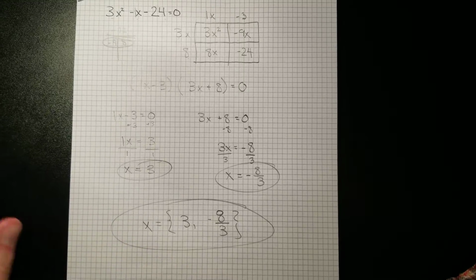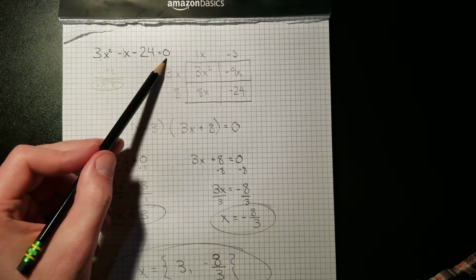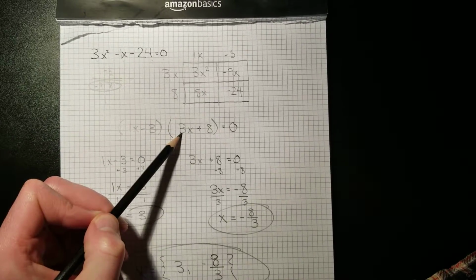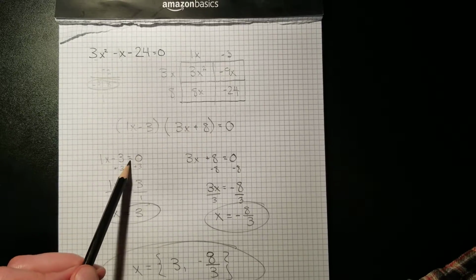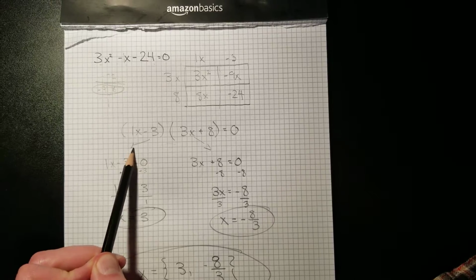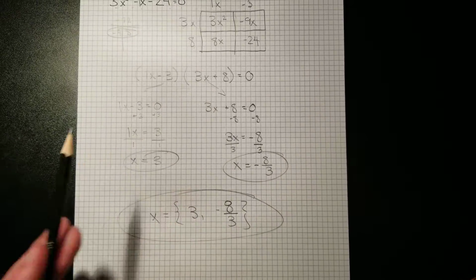And that's everything. So again, to run through the steps, make sure your quadratic equation is equal to 0. Do all the steps to factor it. Keep that equal to 0. Break the two factors, set them equal to 0 on their own, like that, and then solve those two. And that gives you your two solutions.